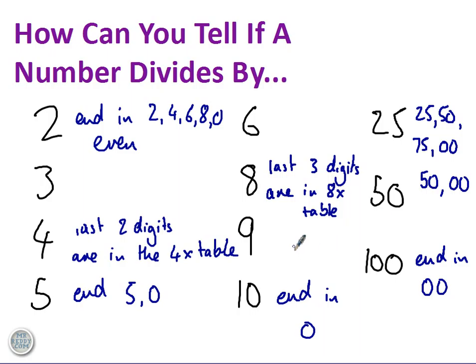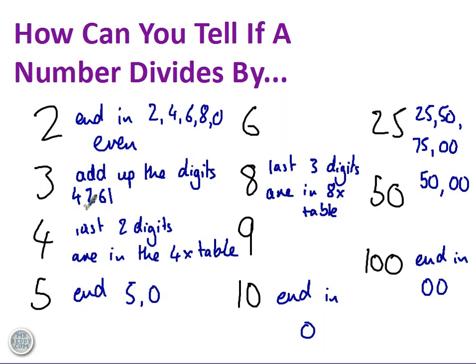And then we get to a couple of interesting ones, and these two use a sort of trick. To tell if a number is in the 3 times table, you add up the digits, and if that number is in the 3 times table, then the original number is in the 3 times table. Let's use an example. Let's take a number like 4,261. Is that in the 3 times table?